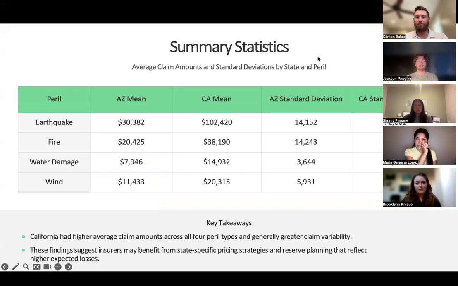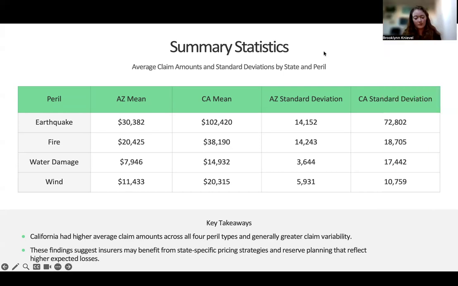Here we have all of our statistics summarized. The data show that California consistently had higher average claim amounts across all four peril types. Earthquake claims averaged about 30,000 in Arizona compared with over 102,000 in California. California also showed generally larger standard deviations, indicating greater variability in claim severity. These descriptive statistics motivated our inferential analysis.